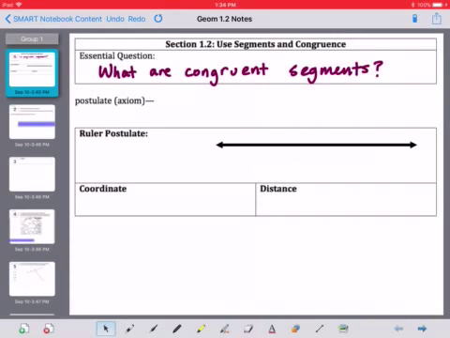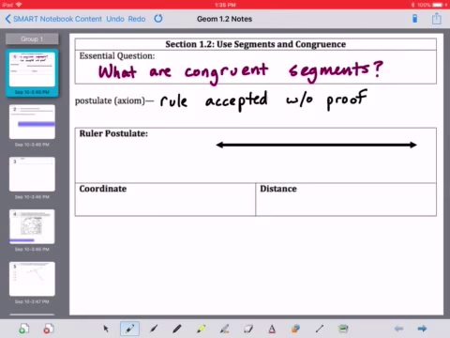Today we're going to be answering the question, what are congruent segments? As we get into this, we need to discuss first what a postulate is. We're going to be learning two postulates. A postulate is just a rule that is accepted without proof. It's something that's pretty clear to see, and you just assume that it's true without anyone telling you why it's true. All right, so that's the first thing.